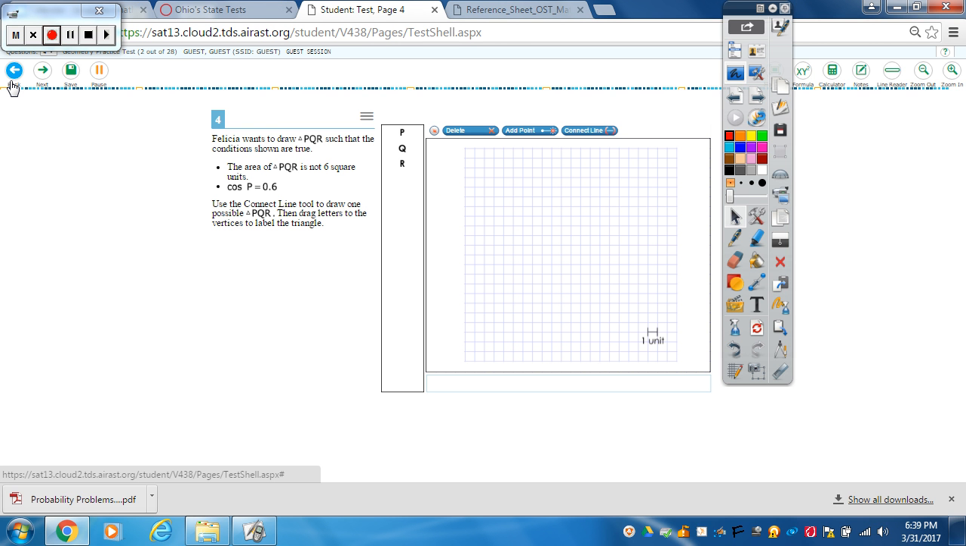All right. Trig functions. Here's what we know. Felicia wants to draw a triangle PQR such that the conditions shown are true. The area of the triangle is not 6 square units. And cosine P equals 0.6. Well, there's a couple things I would probably think through first before I start looking at this first bullet.